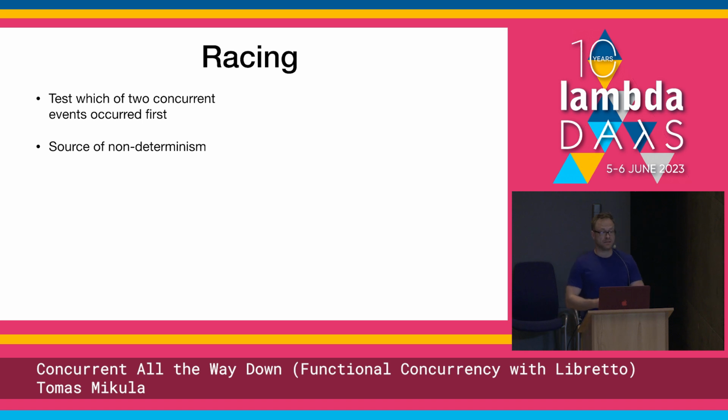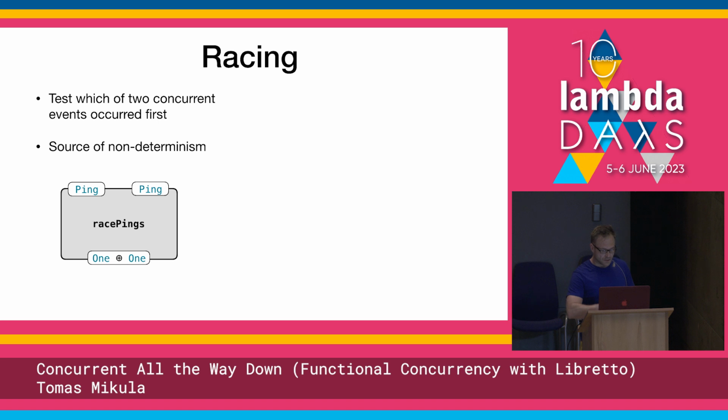Racing. When two events are concurrent, it's non-deterministic which one we observe first. But nevertheless, we might want to choose a different path in our program based on what happened first, or what we observed as happening first. And for this, there's an operator to race two notifications, and out we get one bit of information, whether the left one won or the right one won. And there will be no interaction over these unit-typed ports.